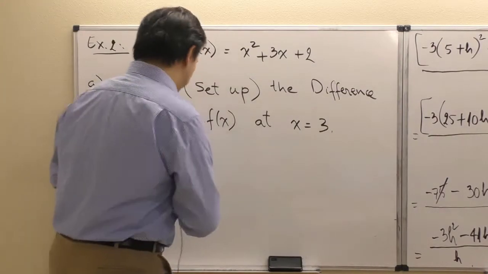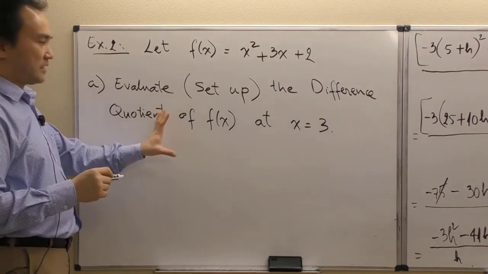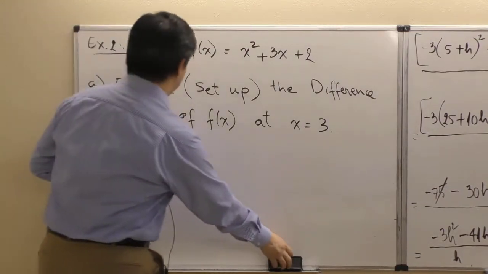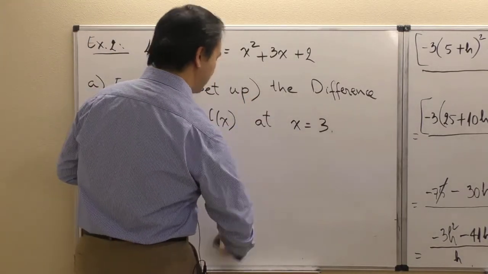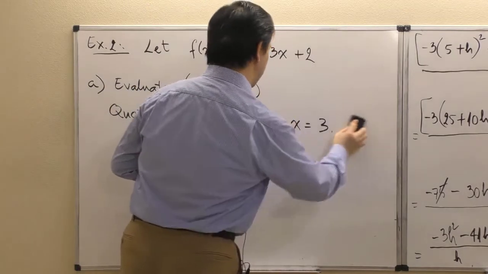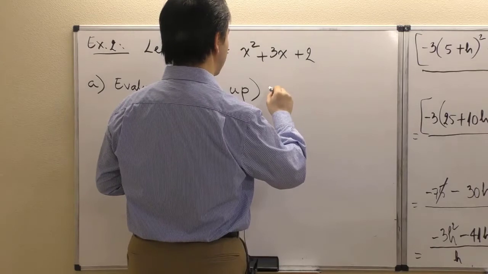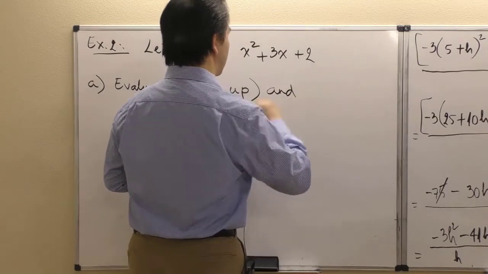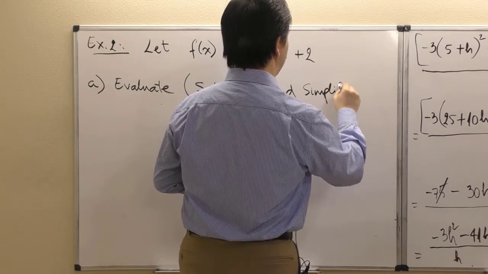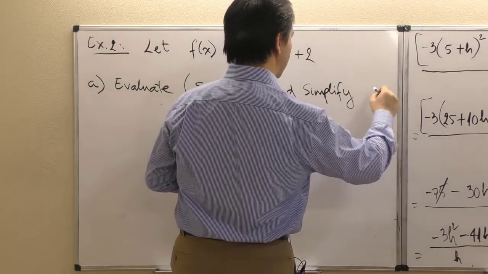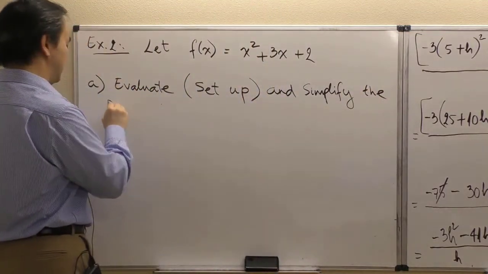So now the setting up point for us here, the question wants us to, and I should have added in, let me correct my instruction of the example here. And simplify the difference quotient.